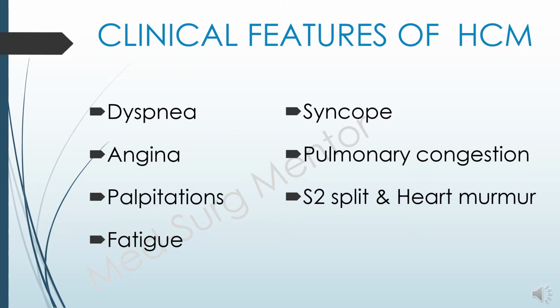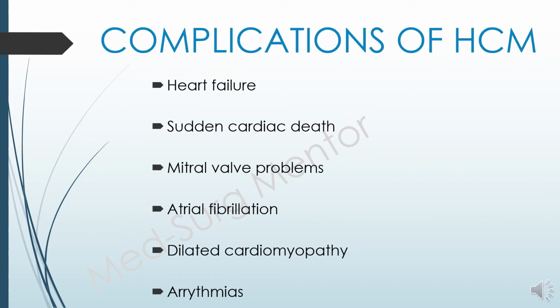Clinical features of hypertrophic cardiomyopathy are dyspnea, angina, palpitations, fatigue, syncope, pulmonary congestion, S2 split and heart murmurs. Complications of hypertrophic cardiomyopathy are heart failure, sudden cardiac death, mitral valve problems, atrial fibrillation, dilated cardiomyopathy, and arrhythmias.